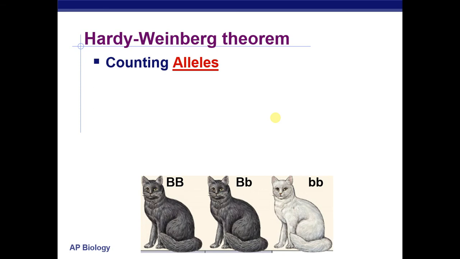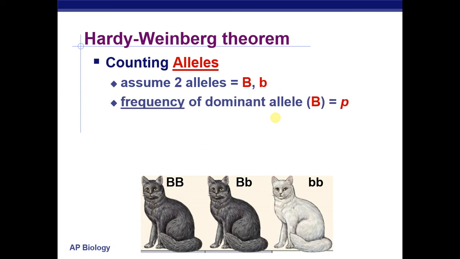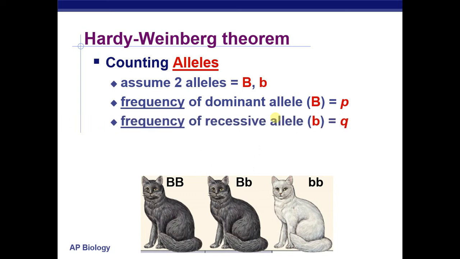This is the Hardy-Weinberg theorem, or the Hardy-Weinberg equation, and it has to do with counting alleles. Assume there are two alleles for a given trait, capital B, the dominant allele, and lowercase b, the recessive allele. We are going to represent the frequency of the dominant allele in the population as lowercase p, and the frequency of the recessive allele as lowercase q.